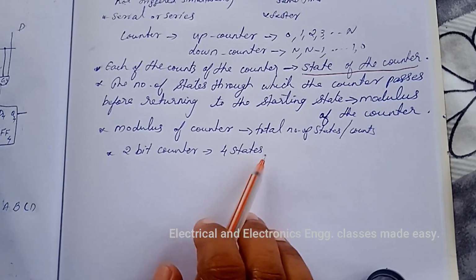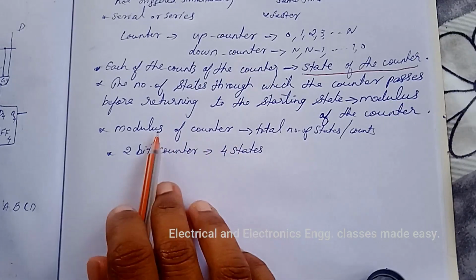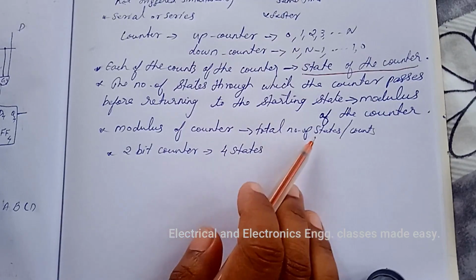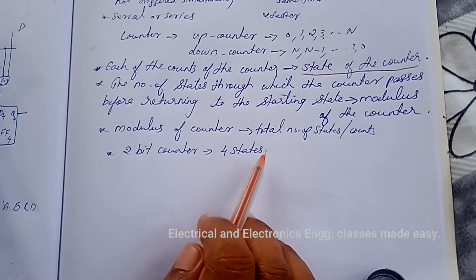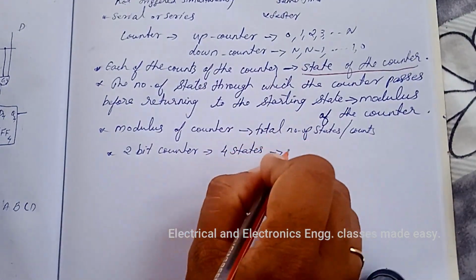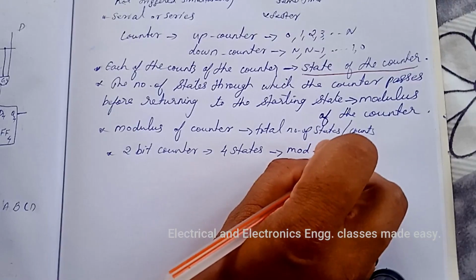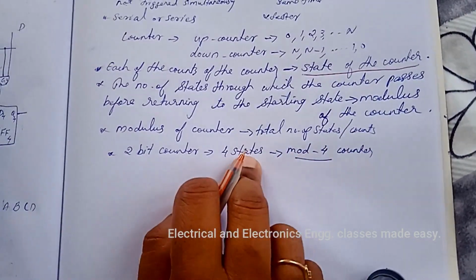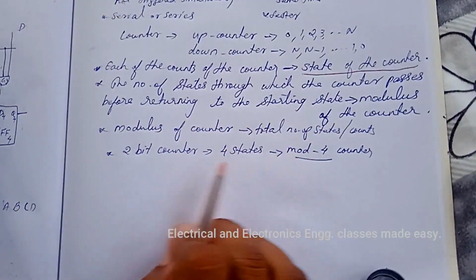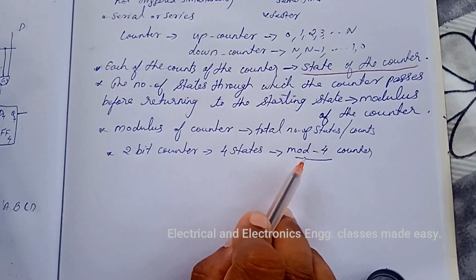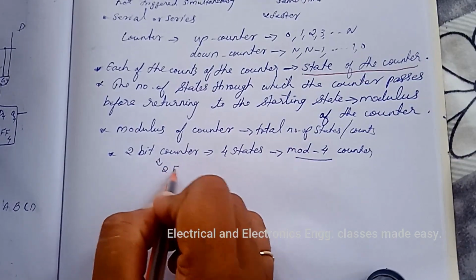So, what can we say about the modulus of the counter? There are 4 states. Modulus means it is equal to the total number of states. So, in a 2-bit counter, there are 4 states, so we can call it a mod 4 counter, because there are 4 states and modulus means the total number of states of a counter. So, a 2-bit counter is called a mod 4 counter, and it requires 2 flip-flops.